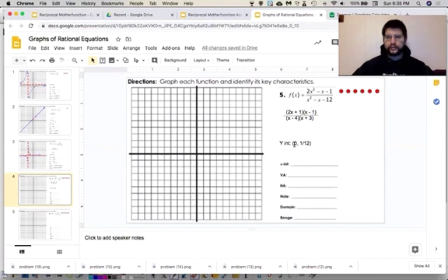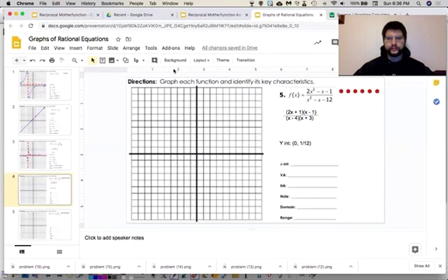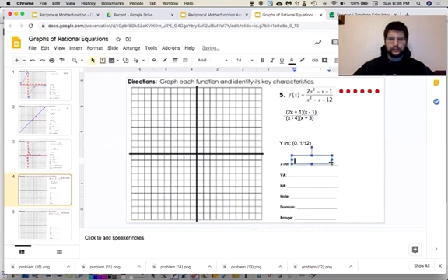What else? X-intercept. That means my numerator is 0. That means I have 2 x-intercepts, which if you did this, it gives them to you, negative a half and 1 already. So x-intercept of negative a half. And I'll put them with comma. 1.